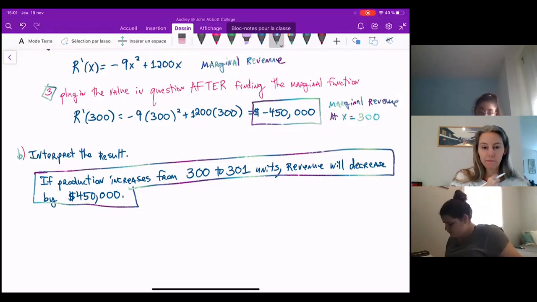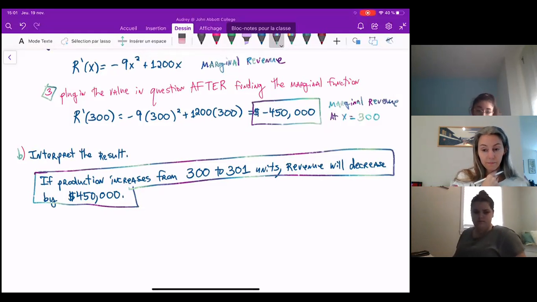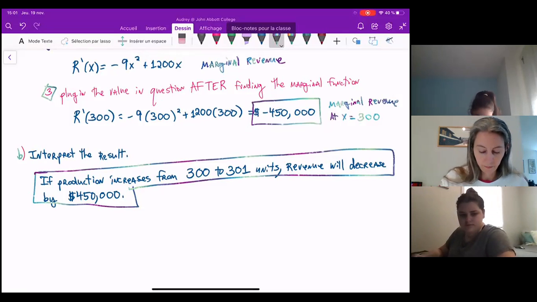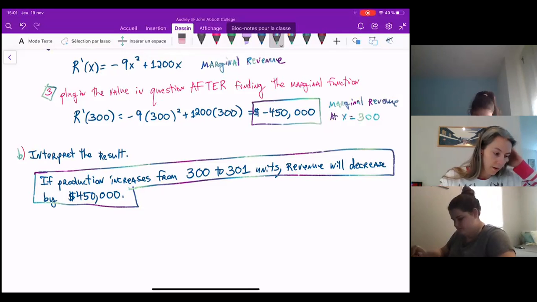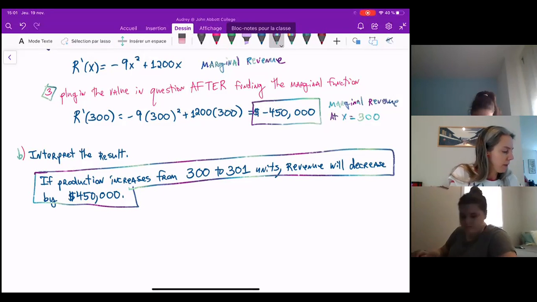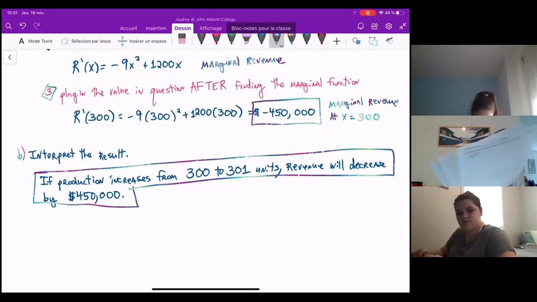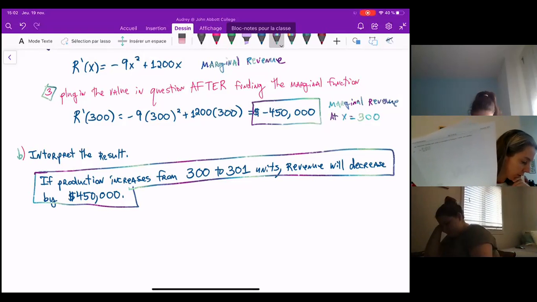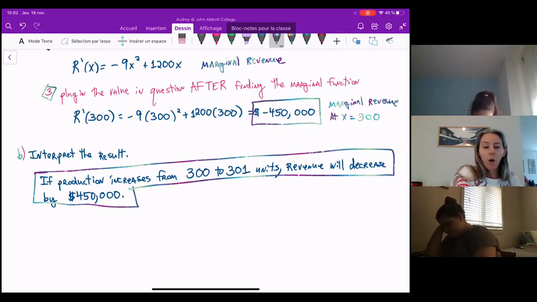Yes, these clown cars are mega expensive. Okay, I think if we plug in 300, hang on, I think I actually did it somewhere. To the revenue function, no, I did that. No, I didn't. Oh well, doesn't matter.